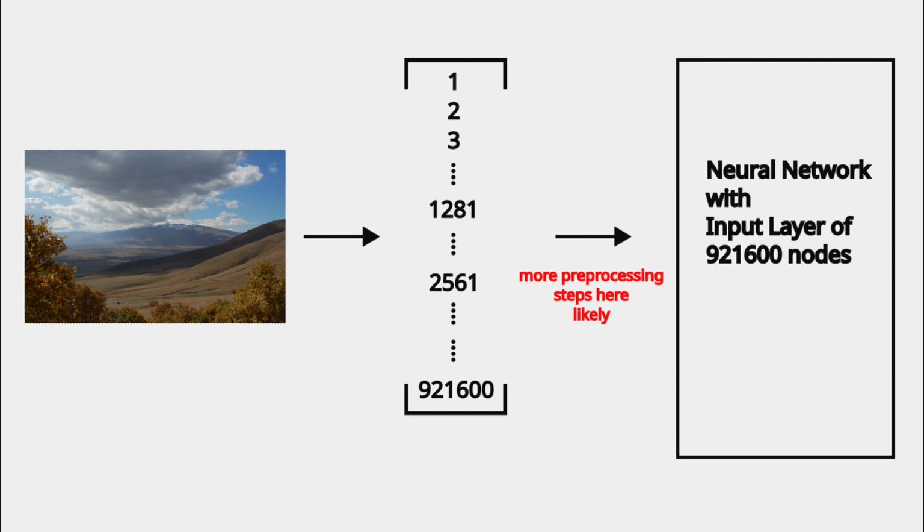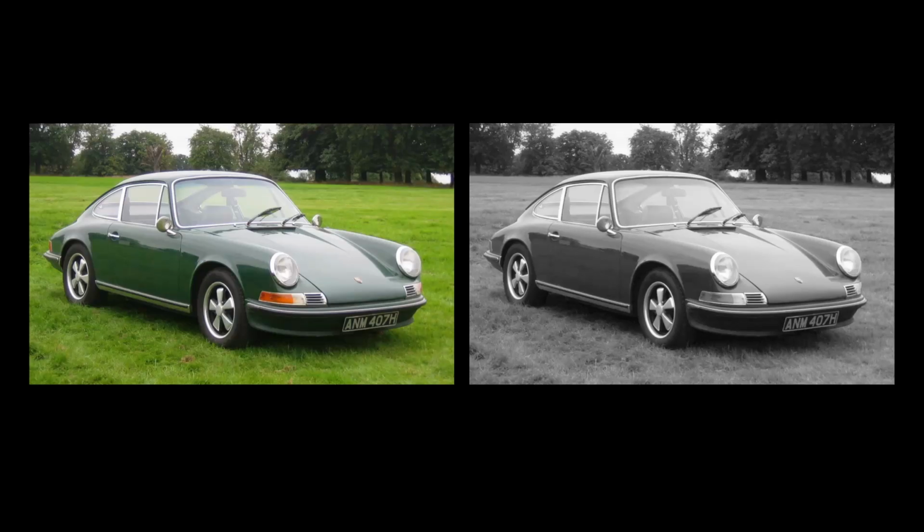In practice, it's unlikely that you'll use an RGBA vector to represent your images. One of the first pieces of extra information to be removed from images is color. So the RGB information gets further preprocessed into grayscale.